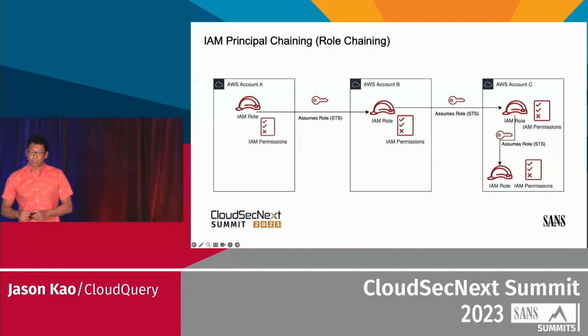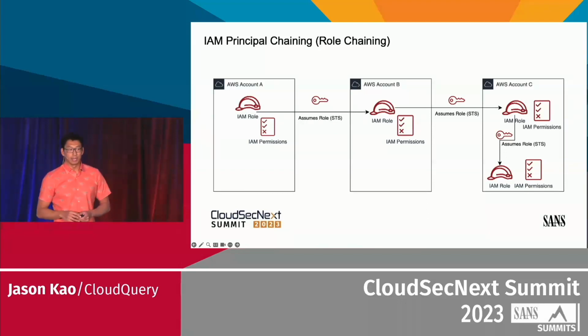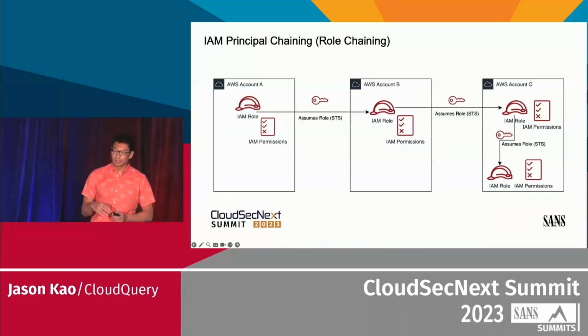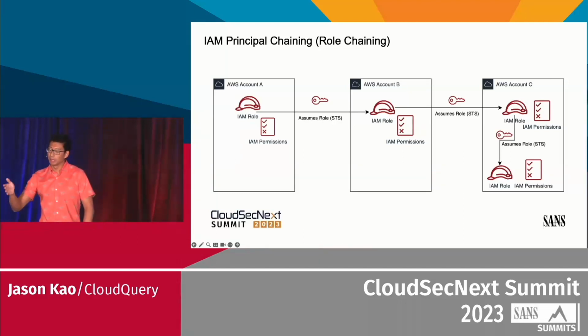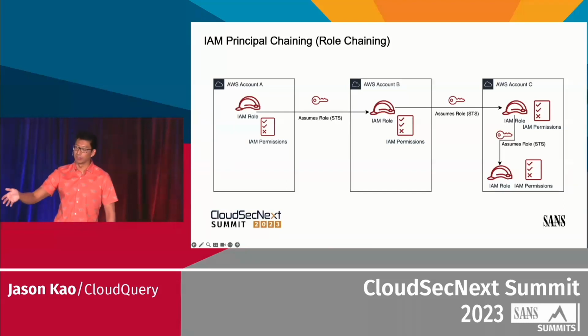One of the things brought up earlier was principal chaining or role chaining. Another complexity in AWS: we cannot role chain via console. We can only role chain through API or CLI. And this allows me to chain from a role in account A into a role in account B, and then I can chain further into a role in account C and possibly another role in account C as well.